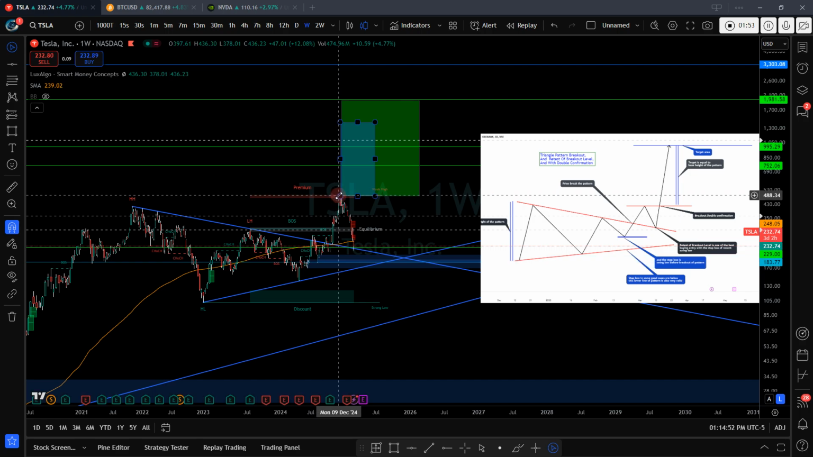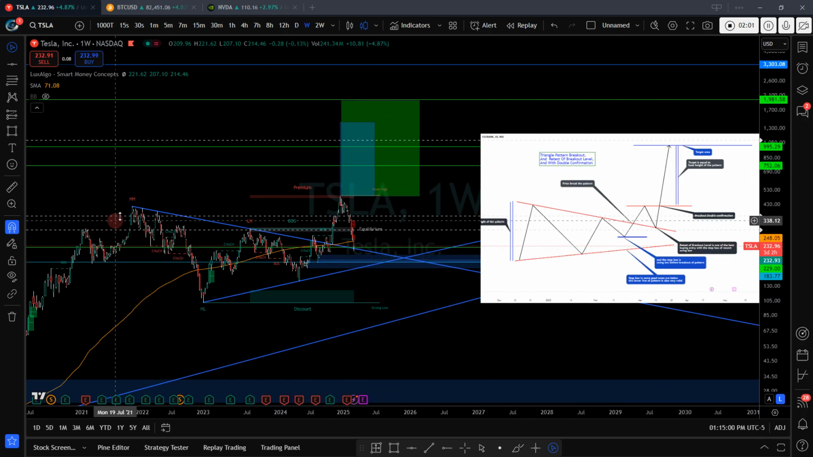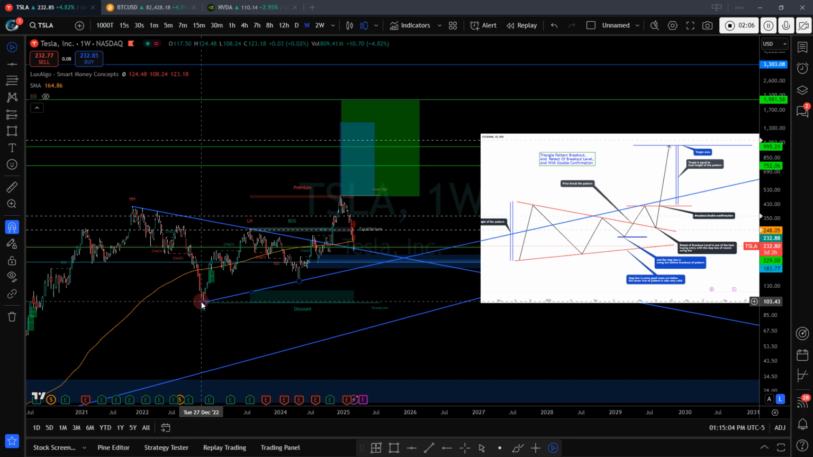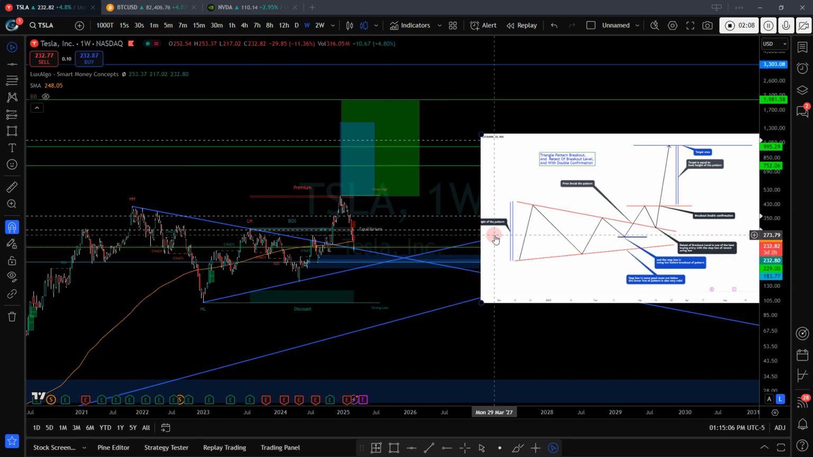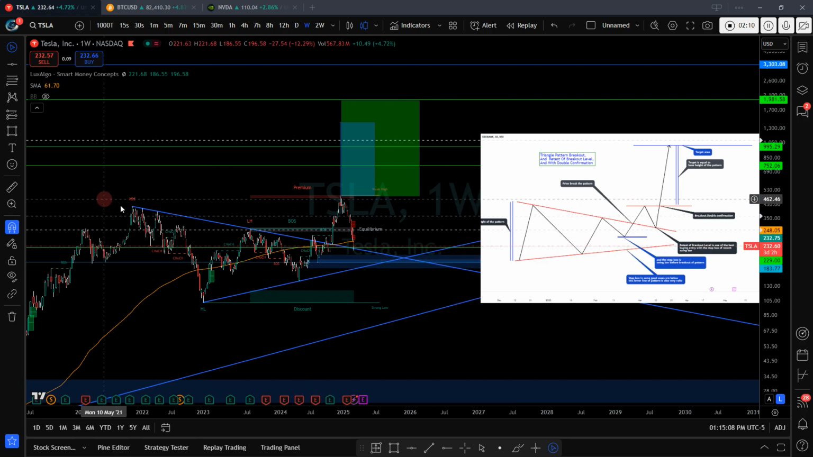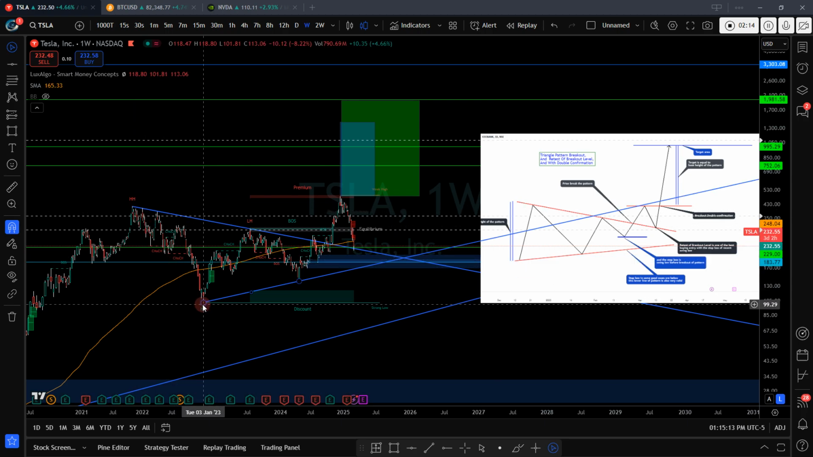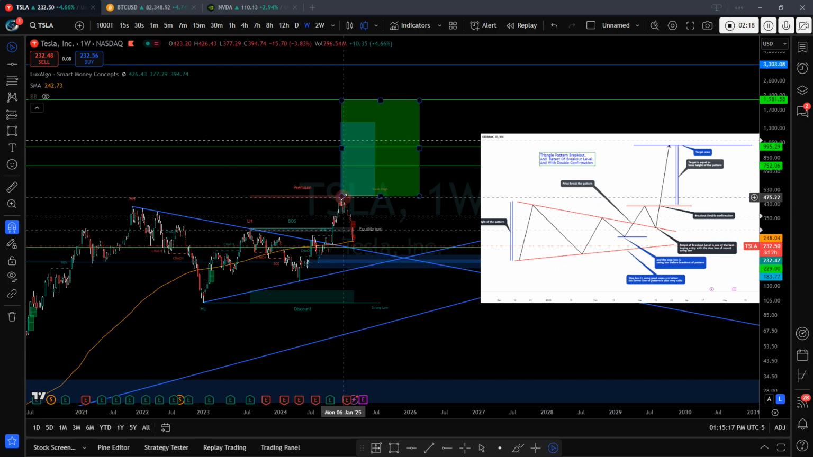The confirmation would not come until you cross that 488, 490, and that can lead to the target that would equal the height of the pattern, which is from higher high to higher low. Right there, higher high to higher low, and that would lead us all the way into 2000.